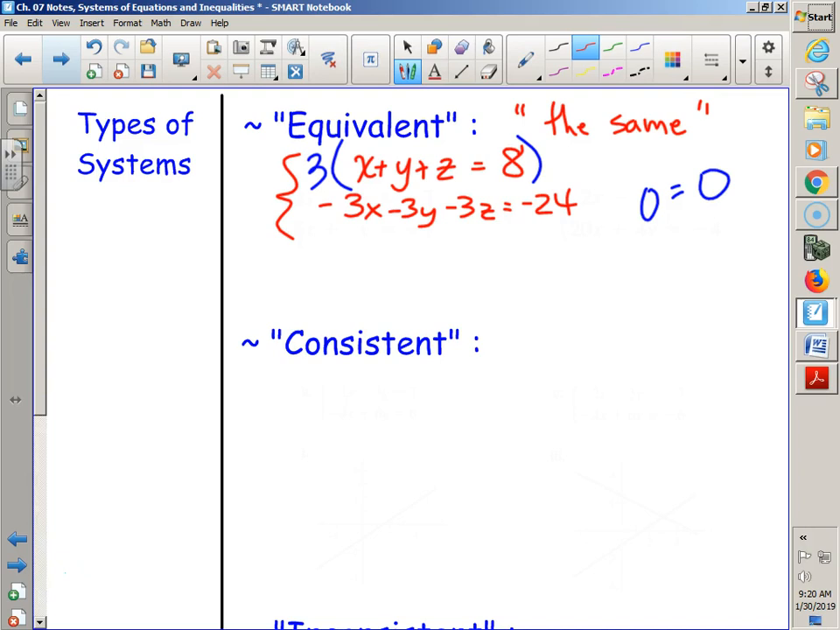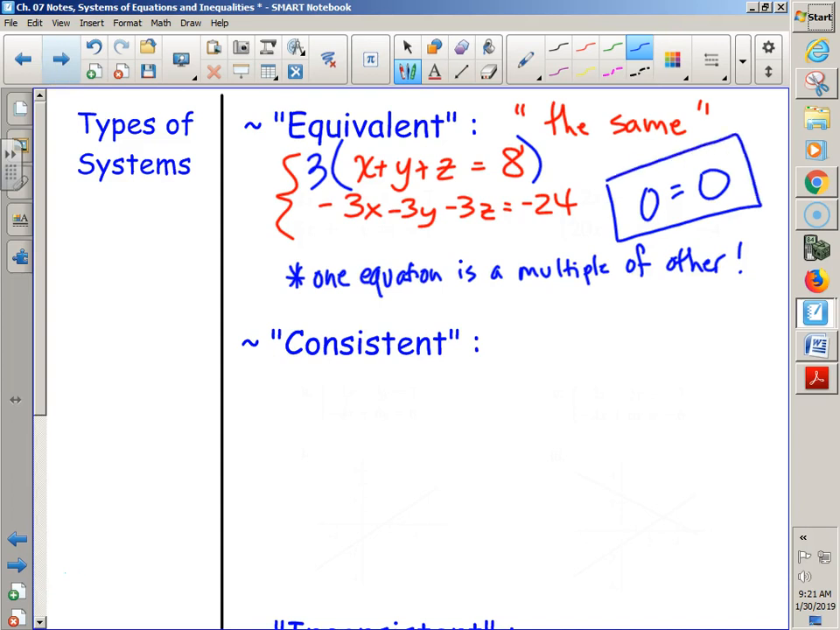Not necessarily, but for right now, let's put it this way: one equation is a multiple of the other. And it isn't like vectors, where we have to worry about direction and one's the negative and the other's the positive. That's not a big deal. If one equation is a multiple of the other, then we'll always say the system is equivalent. And 0 equals 0 is a huge indicator of that, because everything just canceled away.